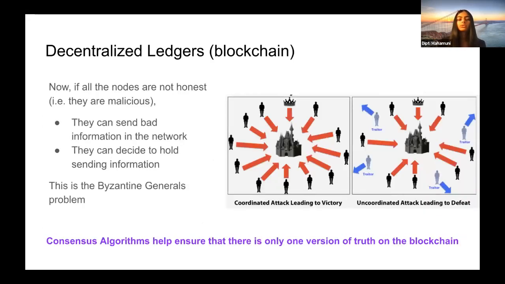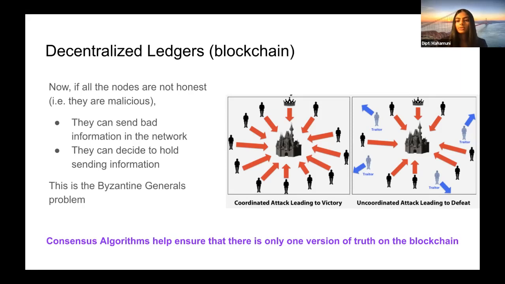So going back to assuming that all of the nodes are honest, that's not always true. Some nodes can be malicious and they can send bad or wrong information on the network. They can even decide to hold off on sending information to the network. And this is what's classically known as the Byzantine generals problem in computer science literature.